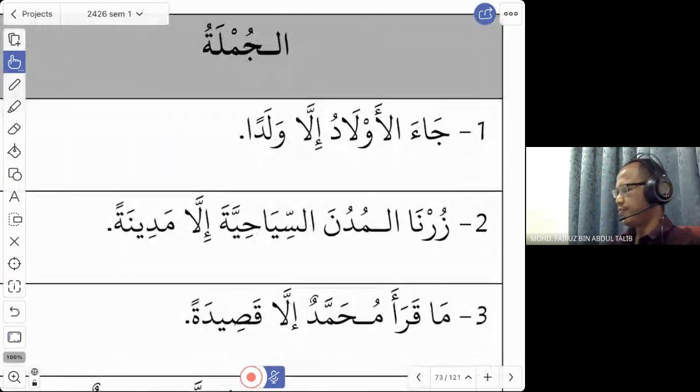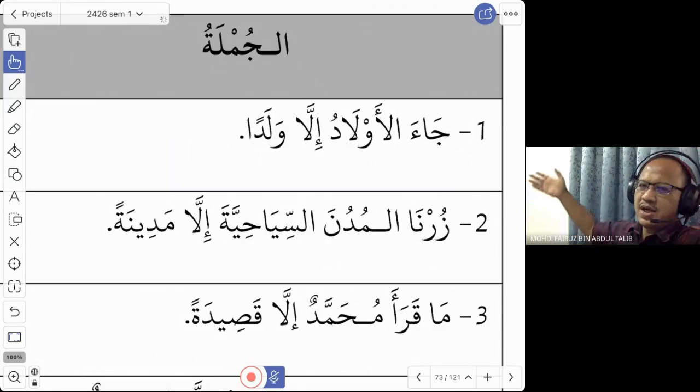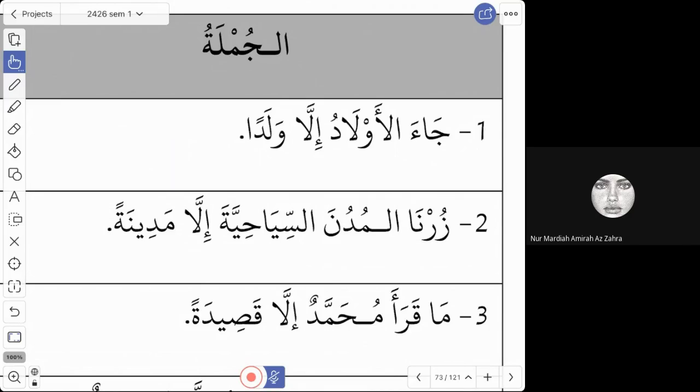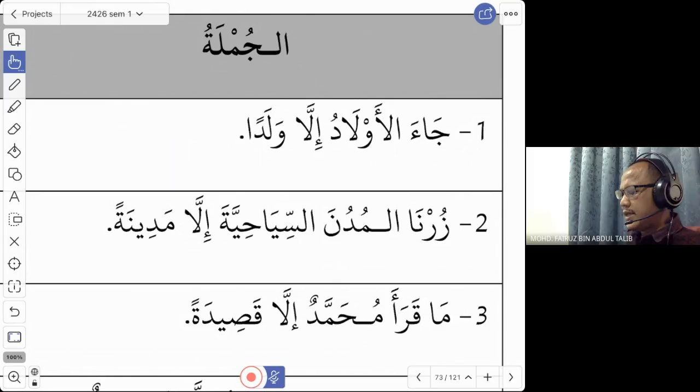Al-jumlatul ula: ja al-awladu illa waladan. Ja al-awlad illa waladan. What is the meaning of the whole sentence? Ja al-awladu illa waladan. The parents came except for one parent. Okay. The parents came.